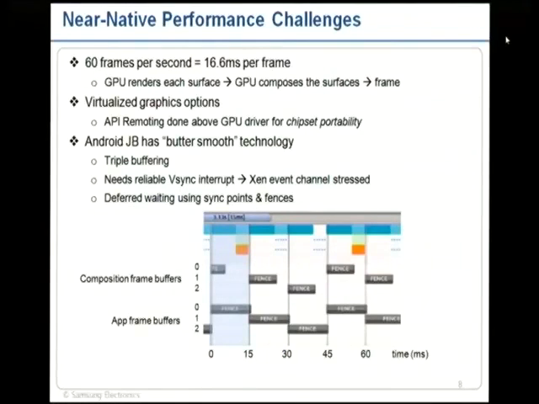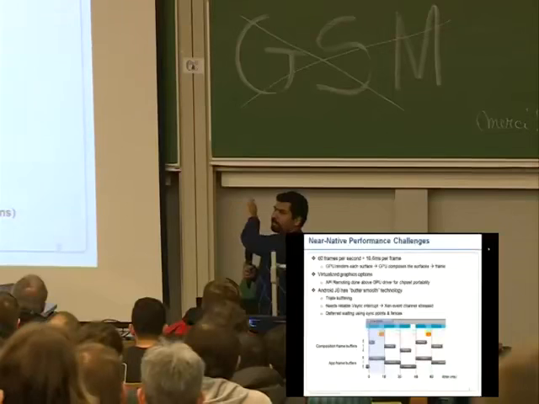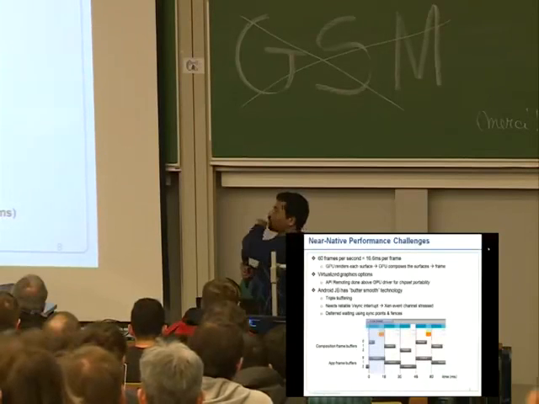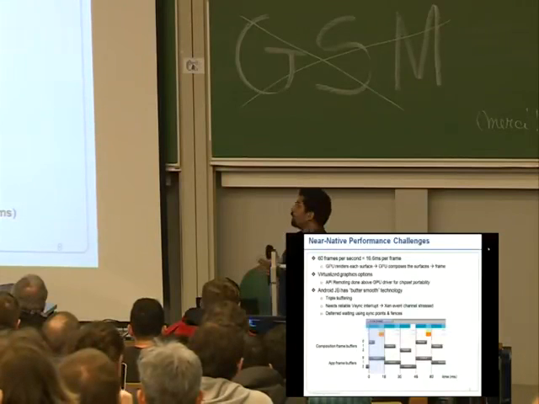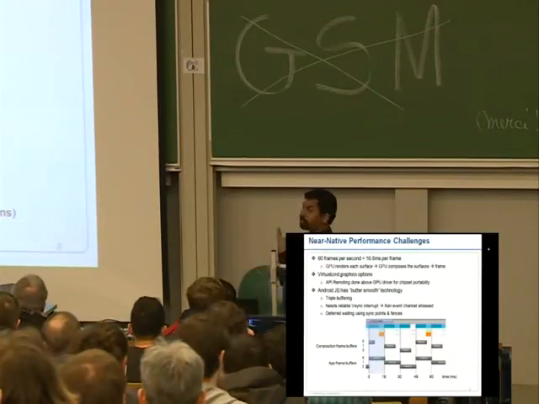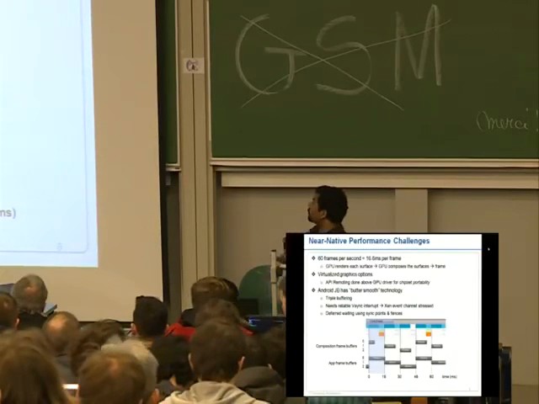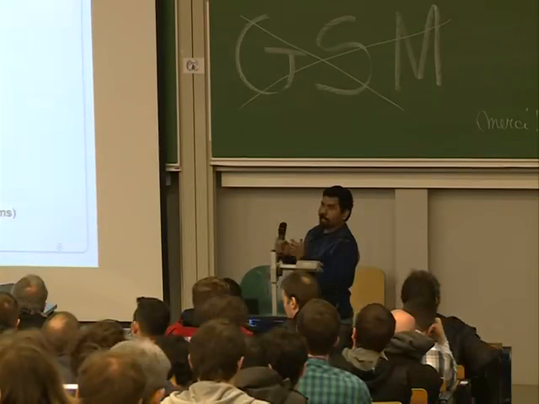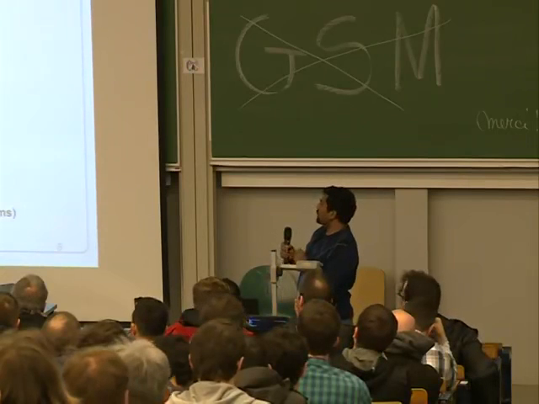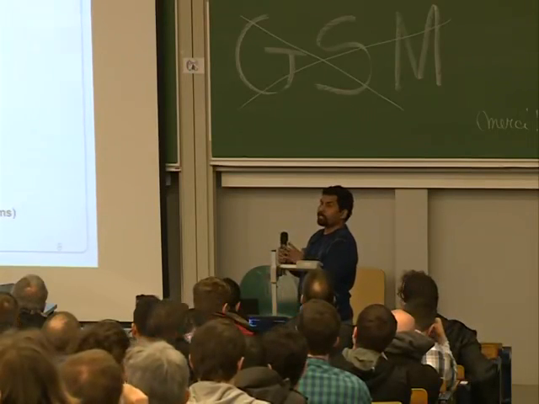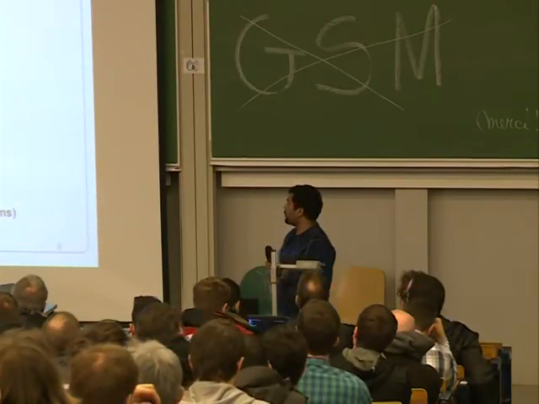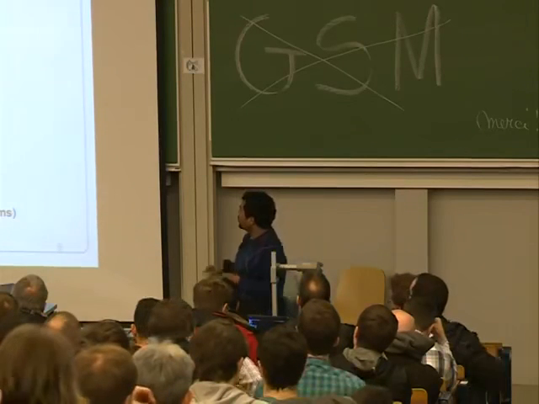So there's Android Jelly Bean's Buttermilk Smooth technology, which is triple buffering and VSync interrupts. If you see the VSync interrupt, it's a virtual interrupt in DOM-U. So we use the Xen event channel, and when we run a benchmark, the amount of events that pass through is immense. So the event channel is quite stressed. We had to do some optimizations to make sure that we don't miss VSync interrupts and the performance does not deteriorate.